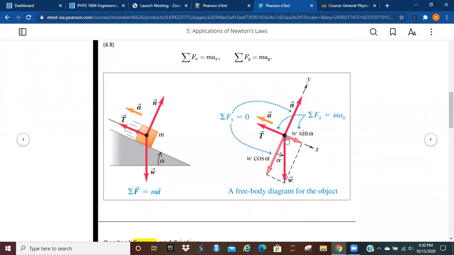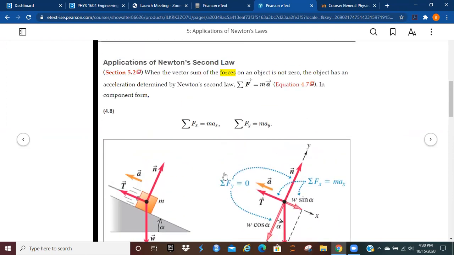However, when you look at the sum of the tension force and the sum of the weight that is pulling in the x direction, you actually do end up with more force in one direction than the other. And that's why you have the sum of the forces in the x direction is equal to mass times the acceleration in the x direction. So that's why sometimes drawing a free body diagram can sort of show you what's going on.